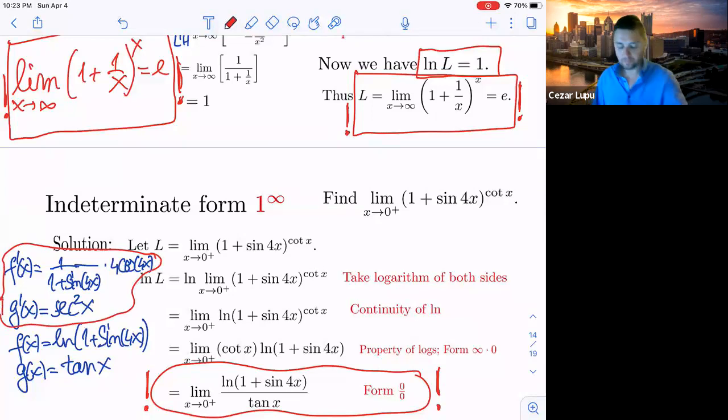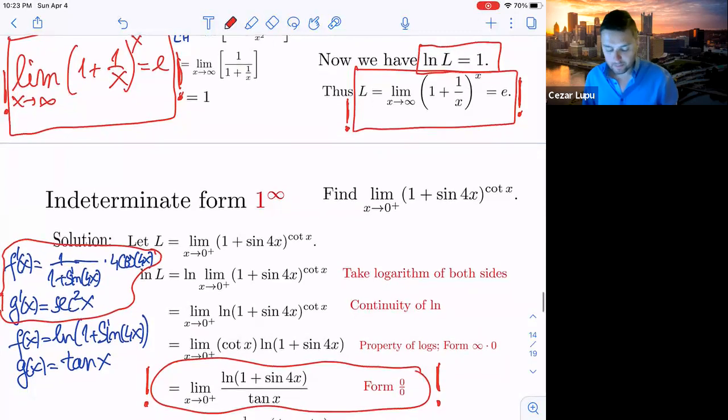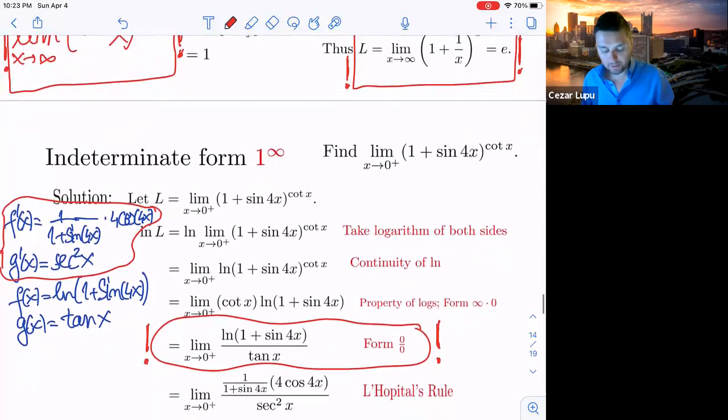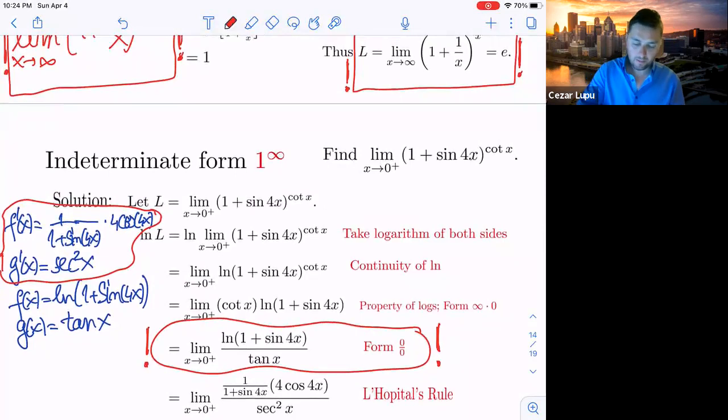Great. So now we're in a good position to apply L'Hopital rule. As you can see, we can do it easily. So by applying the L'Hopital rule, this will be the limit as x approaches 0 from the right of 1 over 1 plus sine of 4x times 4 cosine of 4x, everything over secant squared.